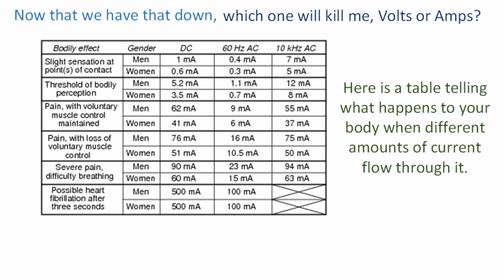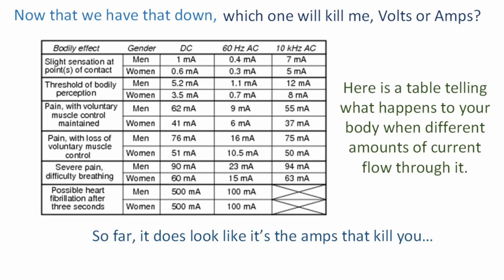So here's a table telling you what happens to your body when different amounts of current flow through it. And you can see that it's all in milliamps. Tiny, tiny, tiny amps. You know, threshold of bodily perception, pain with voluntary muscle control maintained, pain with loss of control. I've been there. I completed the ground on an ice machine once. That was kind of cool. Severe pain, heart attack. But this is all measured in amps. Milliamps, tiny little amps, parts of amps. So far, it does look like it's the amps that kill you.